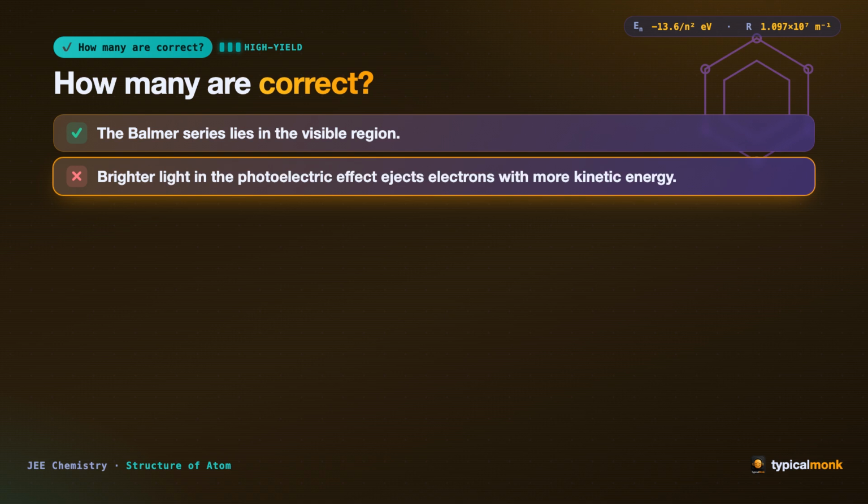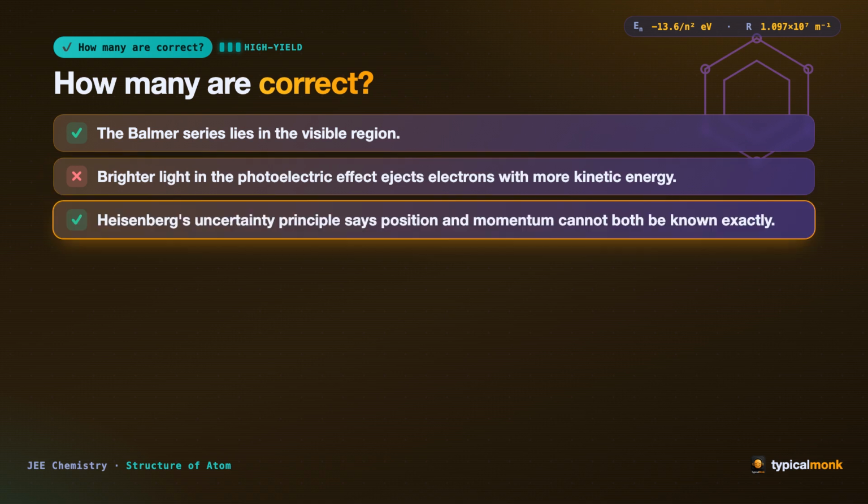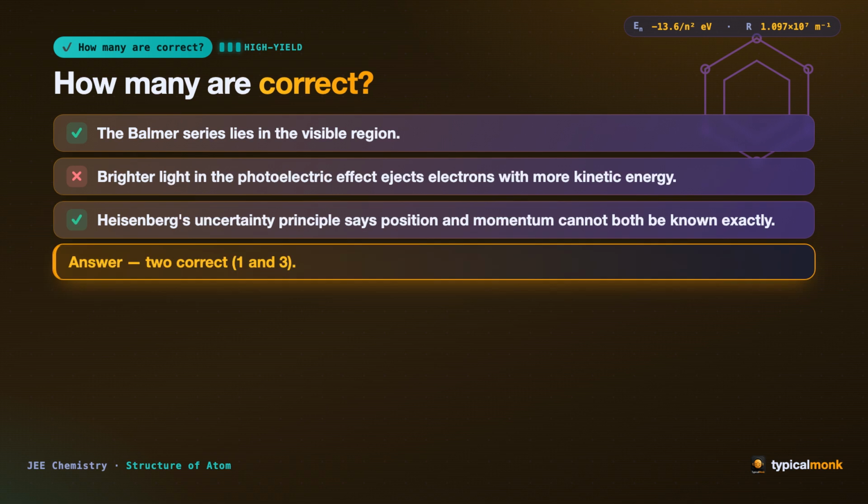Think carefully before you answer this one. Statement 3. Heisenberg's uncertainty principle says position and momentum cannot both be known exactly. Picture the ladder as you decide. So, how many are correct? 2 statements, the first and the third.